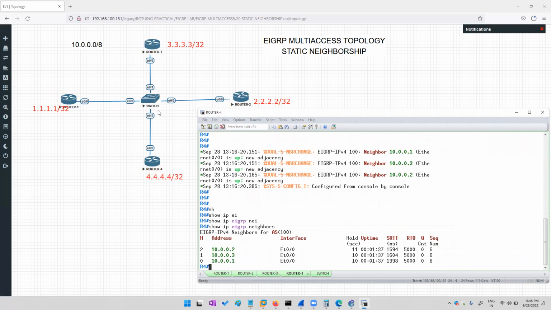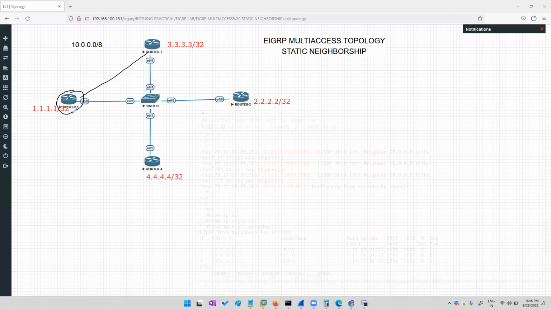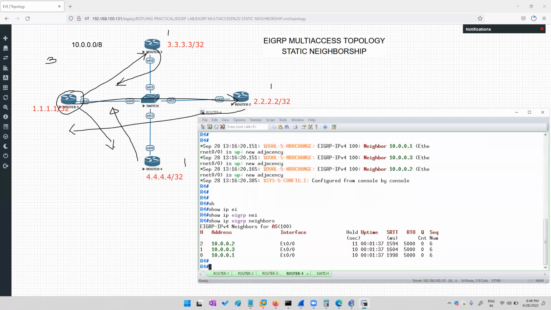In this case, in a point to multi-point segment, we are forming static neighborship. R1 says my neighbors are R3, R2, and R4. R3 says my neighbor is R1, R2 says my neighbor is R1, R4 says my neighbor is R1. So R1 has 3 neighborships, but the other routers have 1 neighborship with R1. Yes or no? Now verify the same thing. How to form static neighborship?